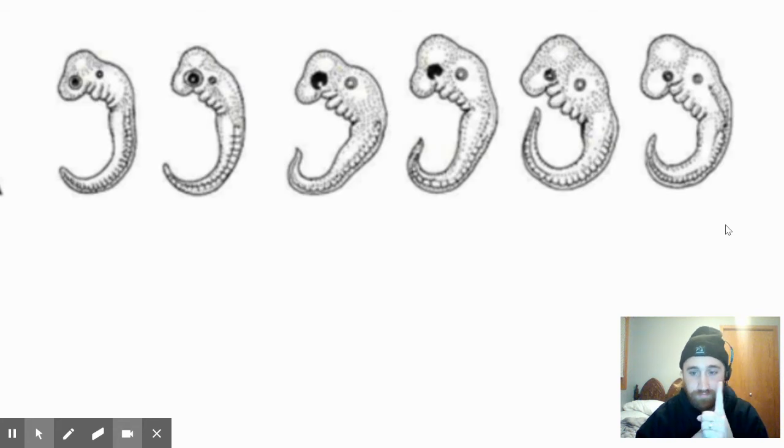So slide number 1. We have 6 structures here. These are 6 different animals. Is it easy to tell the difference between these? If yes, explain why. If no, explain why not.